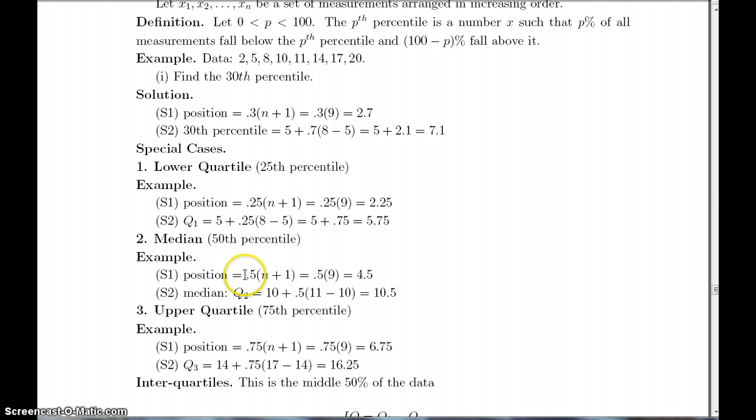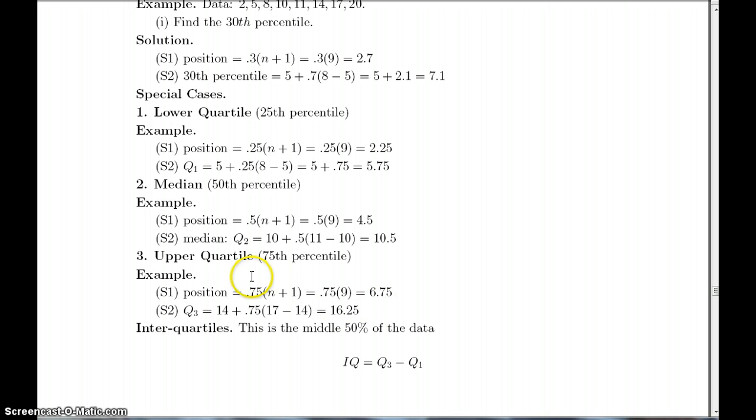The median is the 50th percentile, so that's my 0.5 here. n plus 1 is 9, which gives me 4.5. So the median is between the 4th and the 5th measurement. So it's between 10 and 11, and it's halfway between 10 and 11. So it's 10 plus 0.5 times 11 minus 10, which is 10.5.